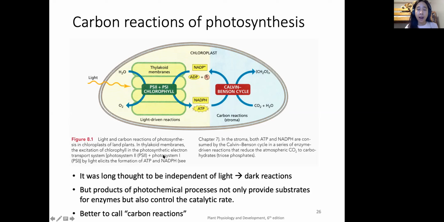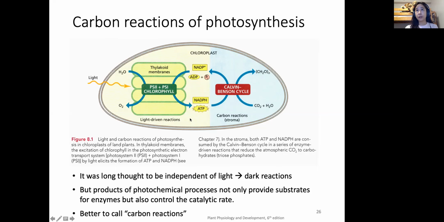So the carbon reaction was long thought to be independent of light, and it's called dark reactions. However, the substrate of the carbon reaction actually depends on the light, and moreover, many enzymes in the carbon reaction are activated by light. So we better call it carbon reaction than dark reaction.